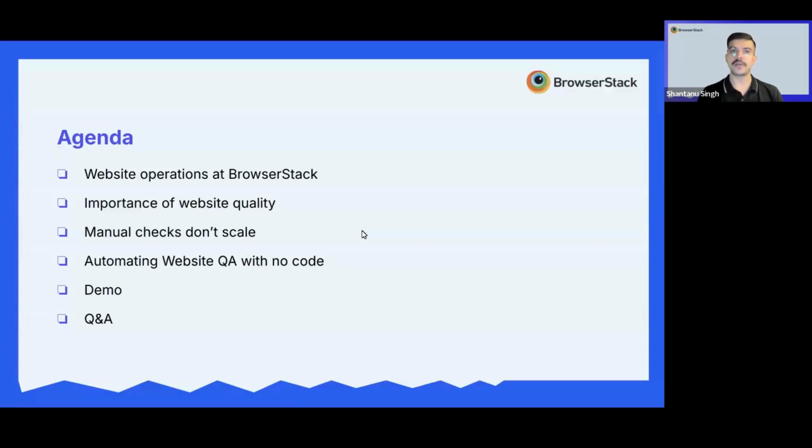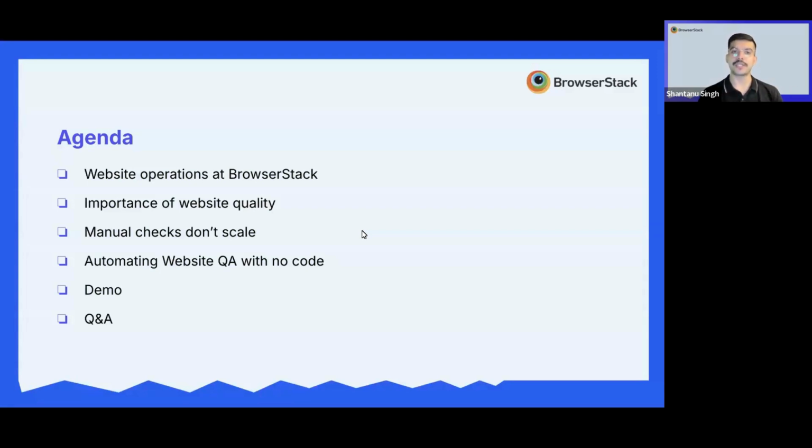Just talking about the agenda today, the session, as you know, is about automating website QA with no code. To establish the context, we'll first talk about website operations at BrowserStack. This is where most of our learnings have stemmed from. Then we'll talk about the importance of website quality. It's obvious why website quality is important, but just so that all of us are on the same page, we'll try to establish that as well.